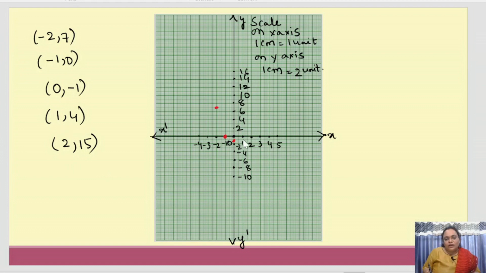1 and 4. 1 on the x-axis, 4 on the y-axis, which is this one. The next one is 2 and 15. 2 on the x-axis, 15 on the y-axis, which is this one. Now let us join.